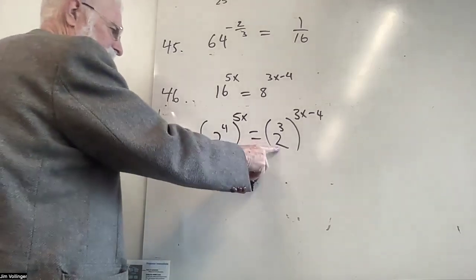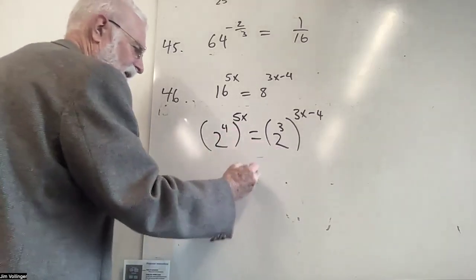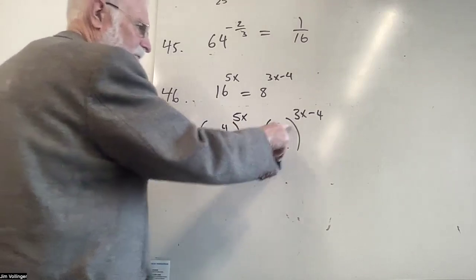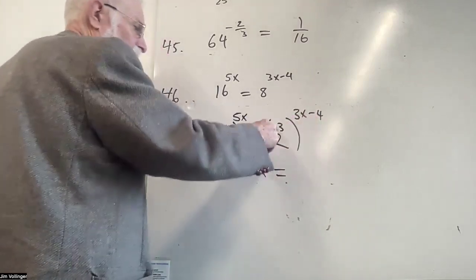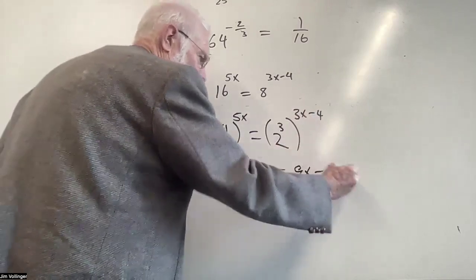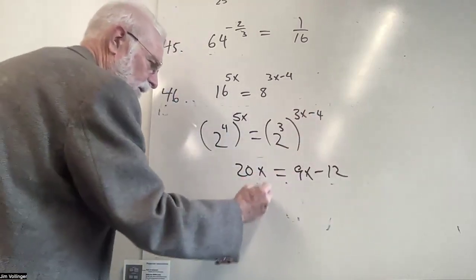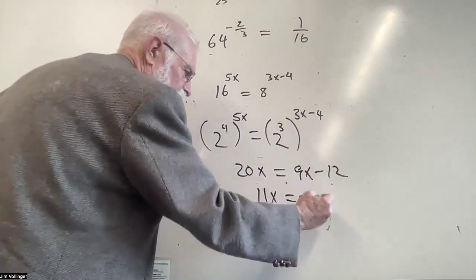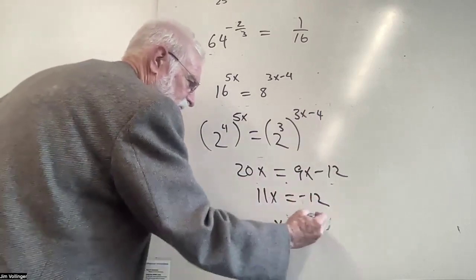So let's get the bases out of there. That's 4 times 5x is 20x. That's 3 times 3x minus 4. Don't forget to multiply that by 3. So 9x minus 12. I'll bring the 9 this way. That's 11x equals minus 12. I think x is minus 12/11.